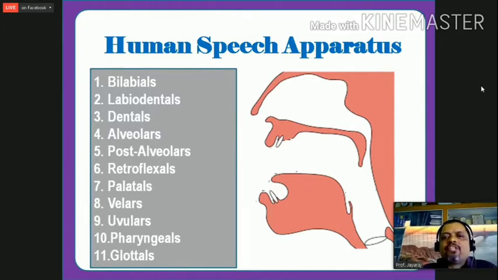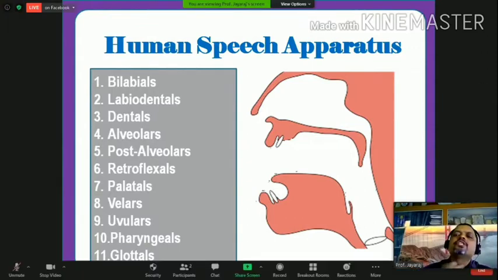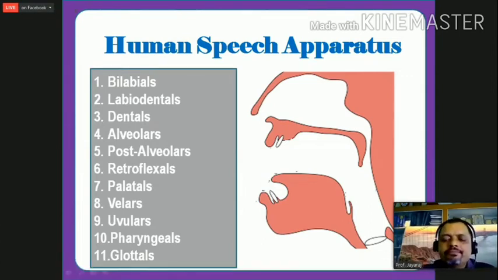So if you take up the human speech apparatus, from the lips to the glottis, if you can see the diagram, you have the lips, two lips, and down there you have a circle kind of, not a circle, an oval shape. That is the glottis, where we see the vocal folds. So from the lips to the glottis, we call it the speech apparatus.